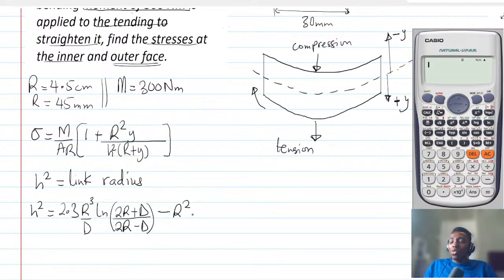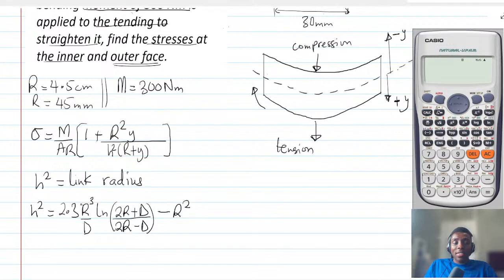So I don't expect you to memorize this formula, but if you want to, it's up to you. As a matter of fact, all these equations will be given, but if you don't understand how to use them, you will not even know that you have been given the formulas. Okay, so this is what we call the link radius. Now I'm coming to explain the equation, the symbols. The 2.3 here is like a constant, and then r cubed over d.